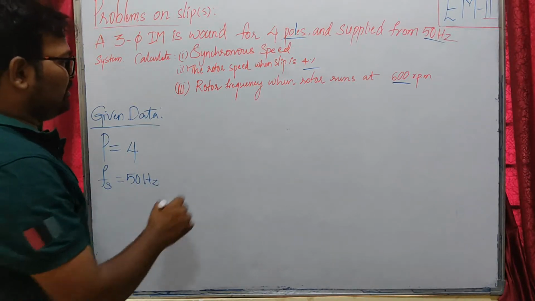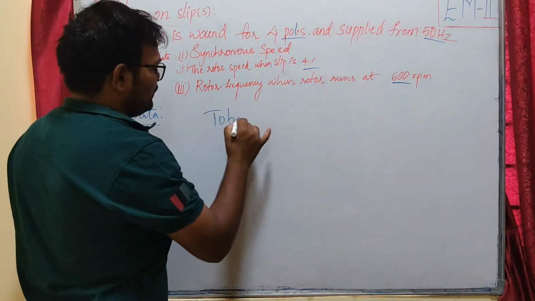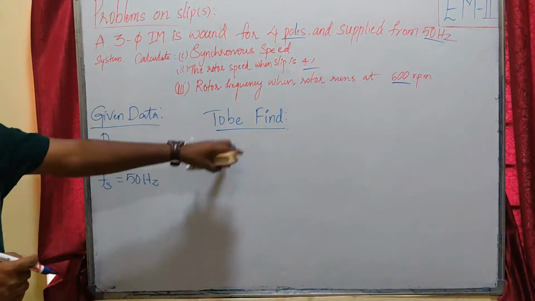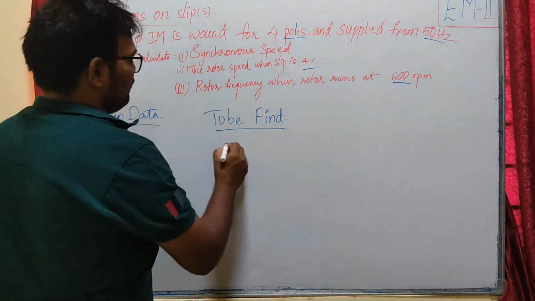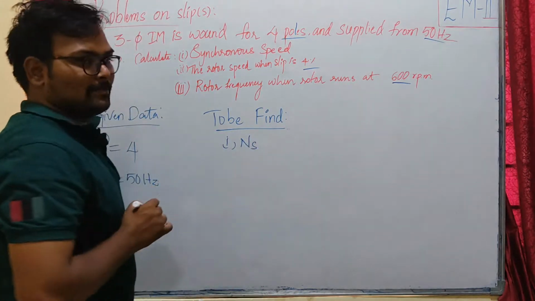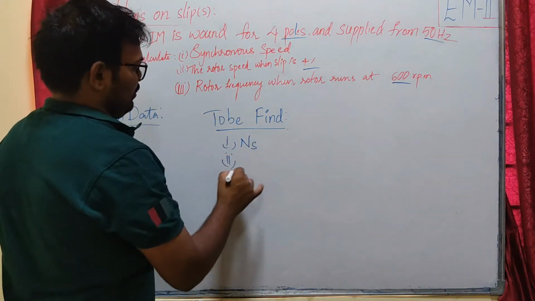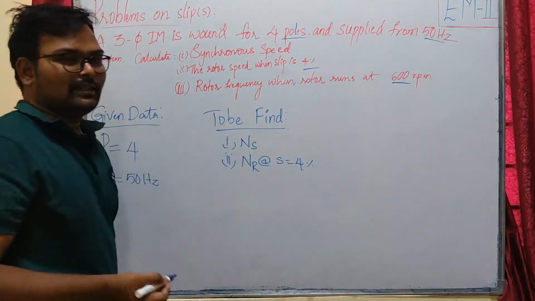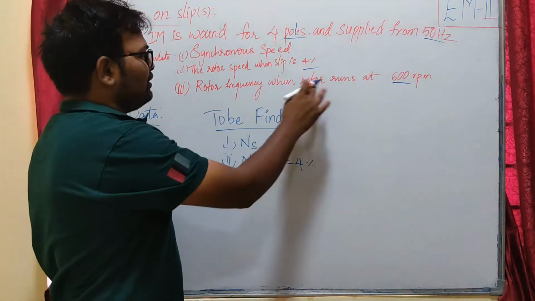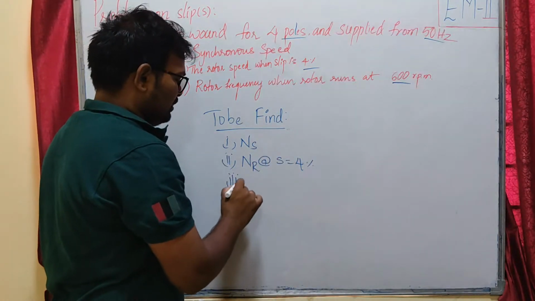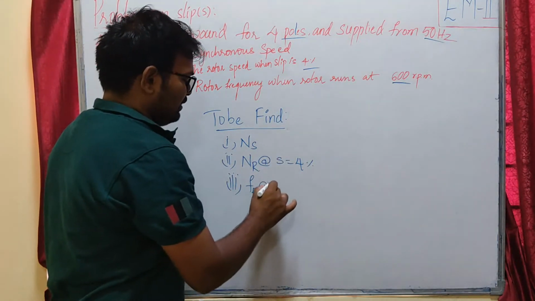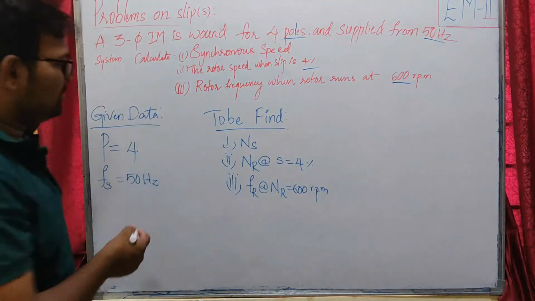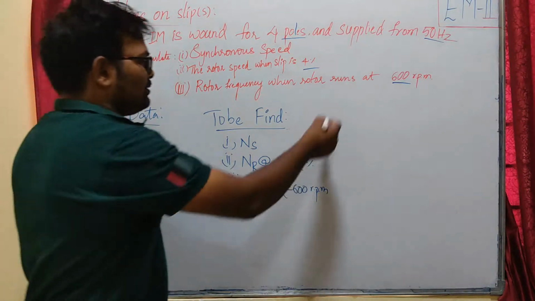Then I have to calculate. After the given data, you need to write what is to be found. First one is the synchronous speed. Second one is the rotor speed at slip of 4%. The third question is the rotor frequency when the rotor runs at 600 rpm. So this is the data, and this is what I am going to find. Let us find out one by one.